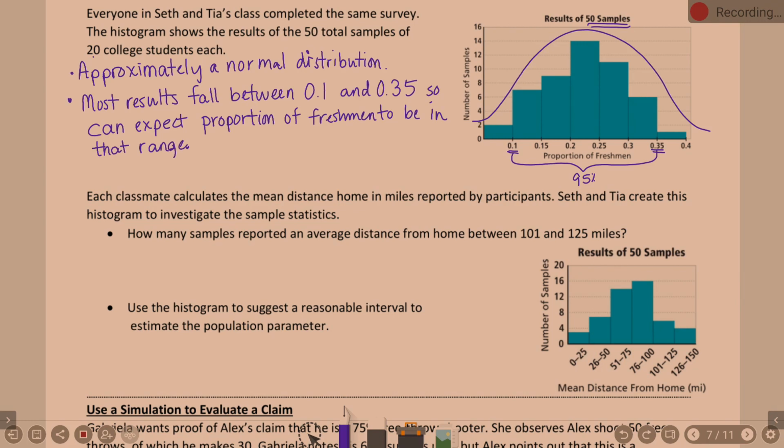Okay, so far I talked about approximately a normal distribution. Most results fell between 0.1 and 0.35, so we can expect the proportion of freshmen to be in that range. And circling back to Seth versus Tia, Seth's results are a good representation while Tia's are not. Or Seth's results, I will say, are a better representation than Tia's.